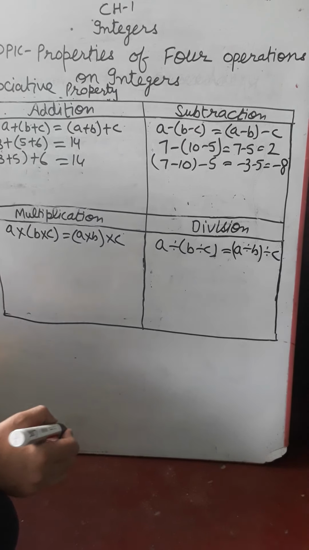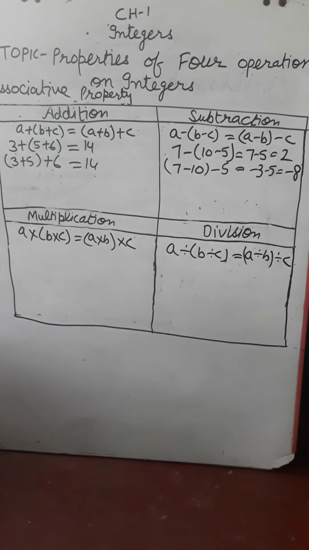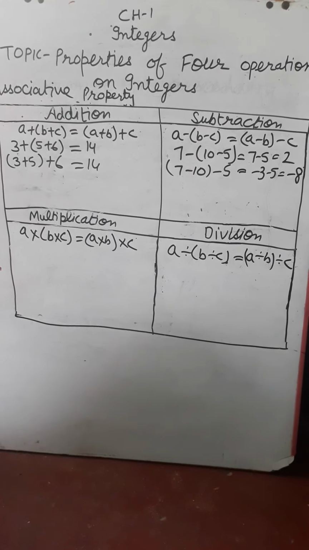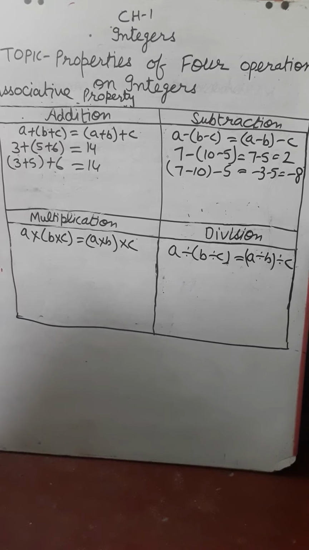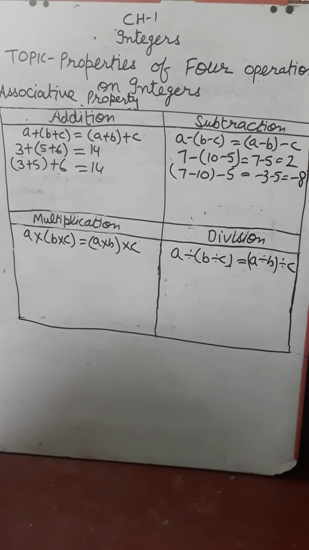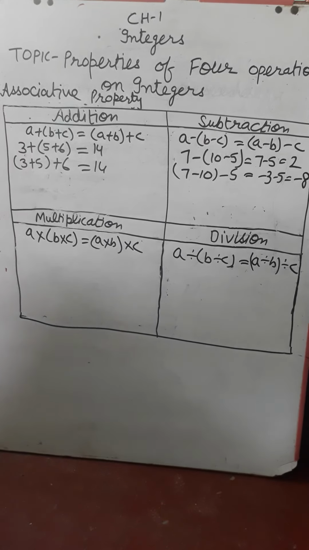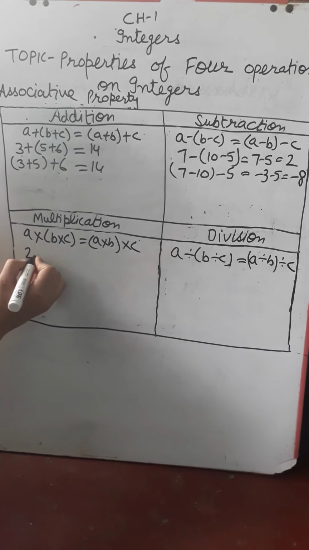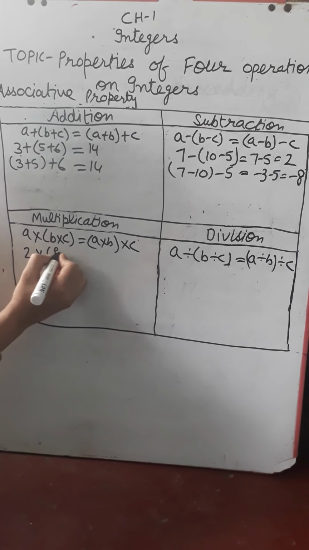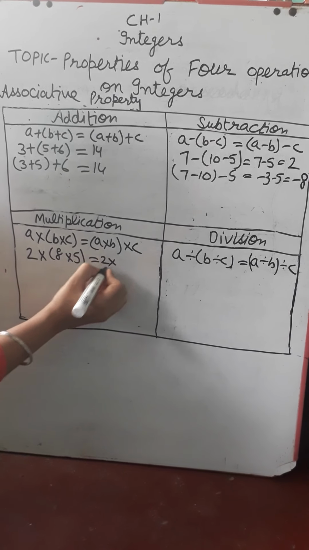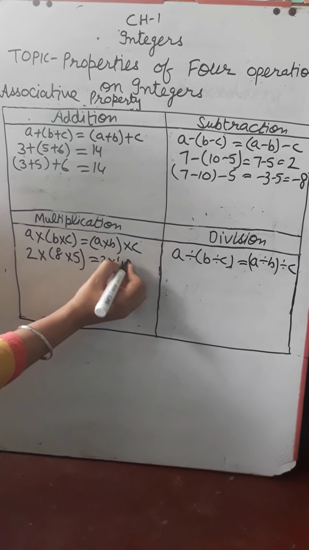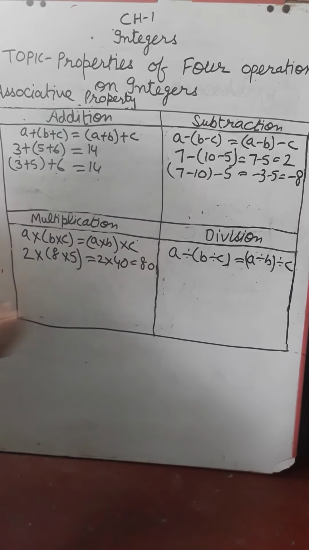In multiplication, if we have a into b into c equal to a into b, then into c, both are equal. Multiplication is associative for integers. Let me take an example. 2 into 8 into 5. 2 into 8 5s are 40. What we will get? 80.